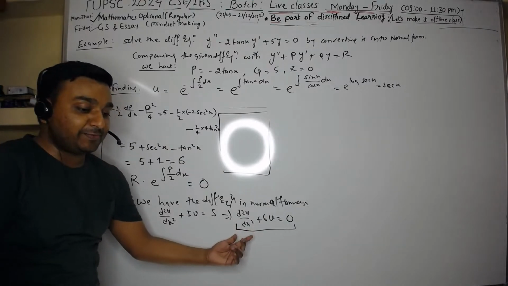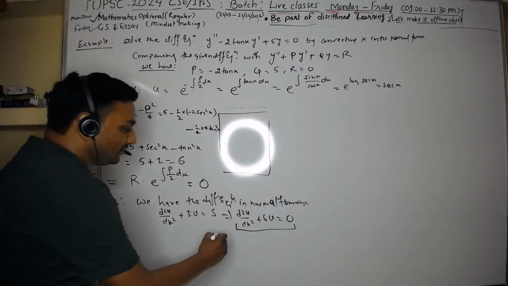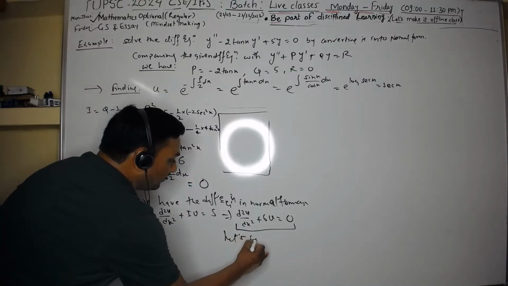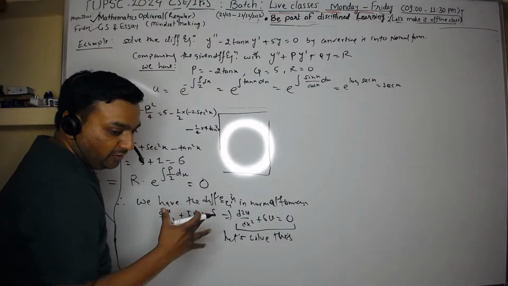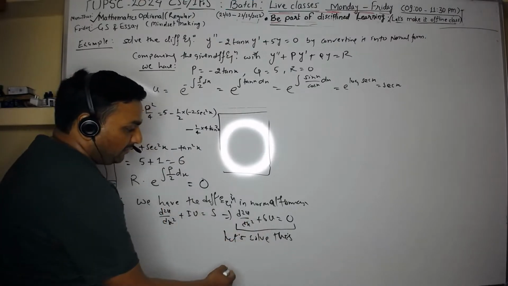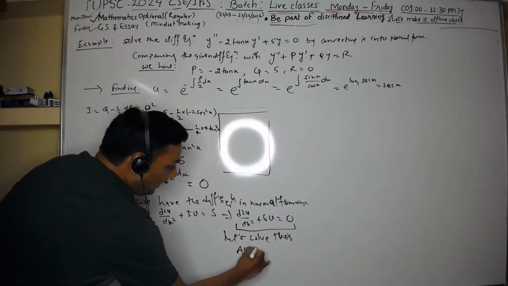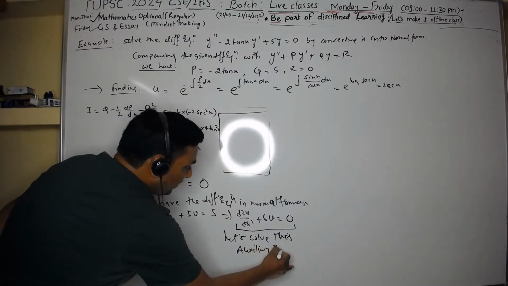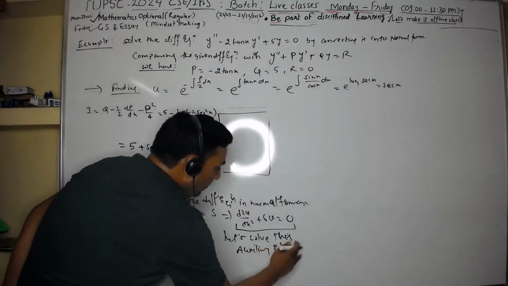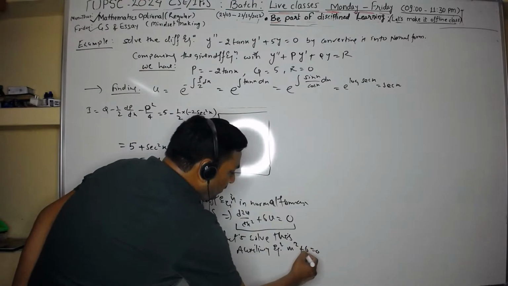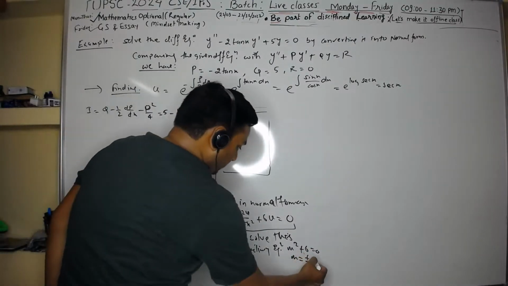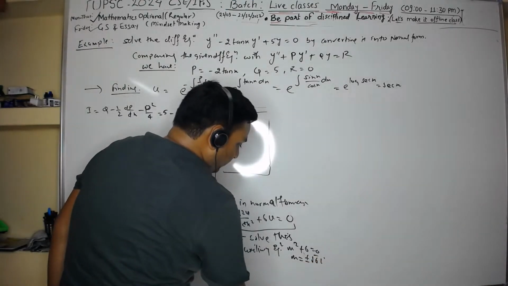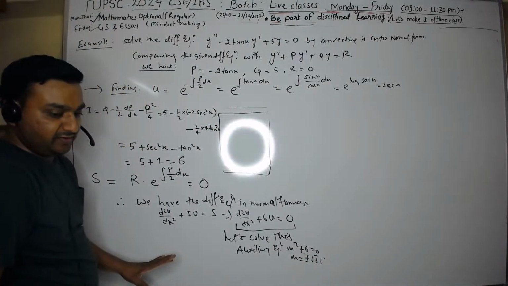This is just a child's level problem for us. Let's solve this. Is that good? Now we will solve it. What you will have? Auxiliary equation. That will be m square plus 6 equals to 0. So m equals to plus minus square root of 6 iota, right?